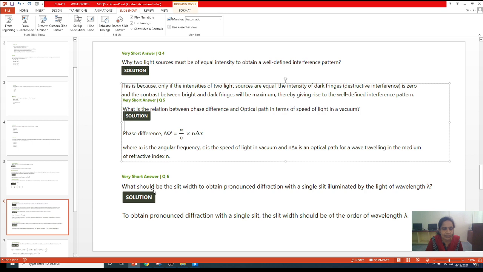Okay, then next one, what should be the slit width to obtain pronounced diffraction with a single slit illuminated by light of wavelength lambda? Solution: to obtain pronounced diffraction with a single slit, the slit width should be of the order of wavelength lambda. It is an important condition to obtain the diffraction pattern.